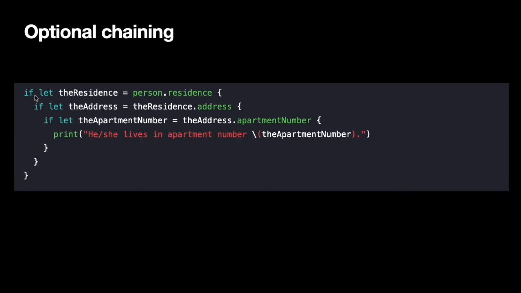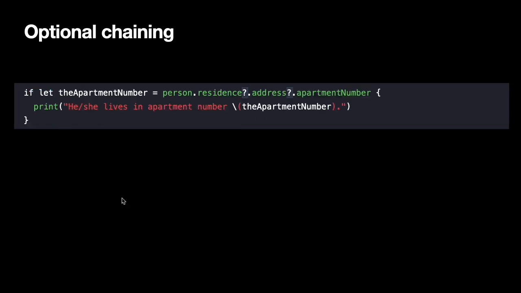We can use the if-let syntax to unwrap each of the optionals in sequence. And this will work fine, however, it can be quite tedious. In this case, we get what is commonly referred to as the pyramid of doom, where we have if followed by if followed by if just going across the page. The more terse alternative is to use optional chaining.